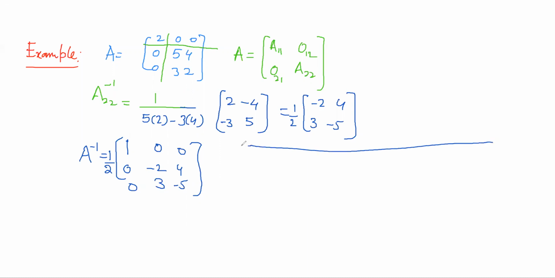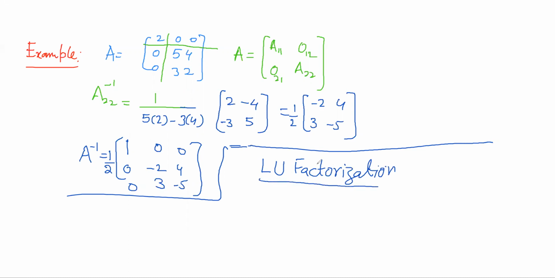Okay, so the next method, but I will not describe it in detail, just the introduction, is called the LU factorization. So in the LU factorization, what we mean is that we will factorize matrix A into its lower and upper matrices. Okay, lower triangular matrix and upper triangular matrix.